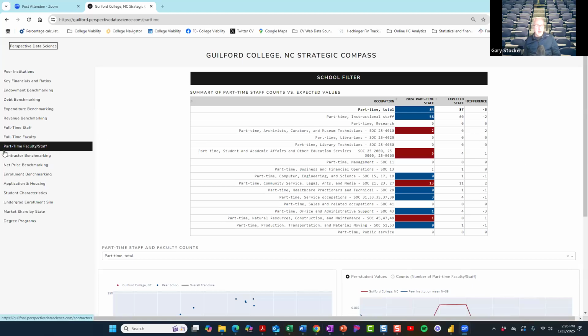And we can see the same pattern for the part-time faculty and staff. You can look at this. I'll pause for a moment while you look at the data pieces as I go through it. No big differences between the part-time staff and expected staff really anywhere across this entire list.